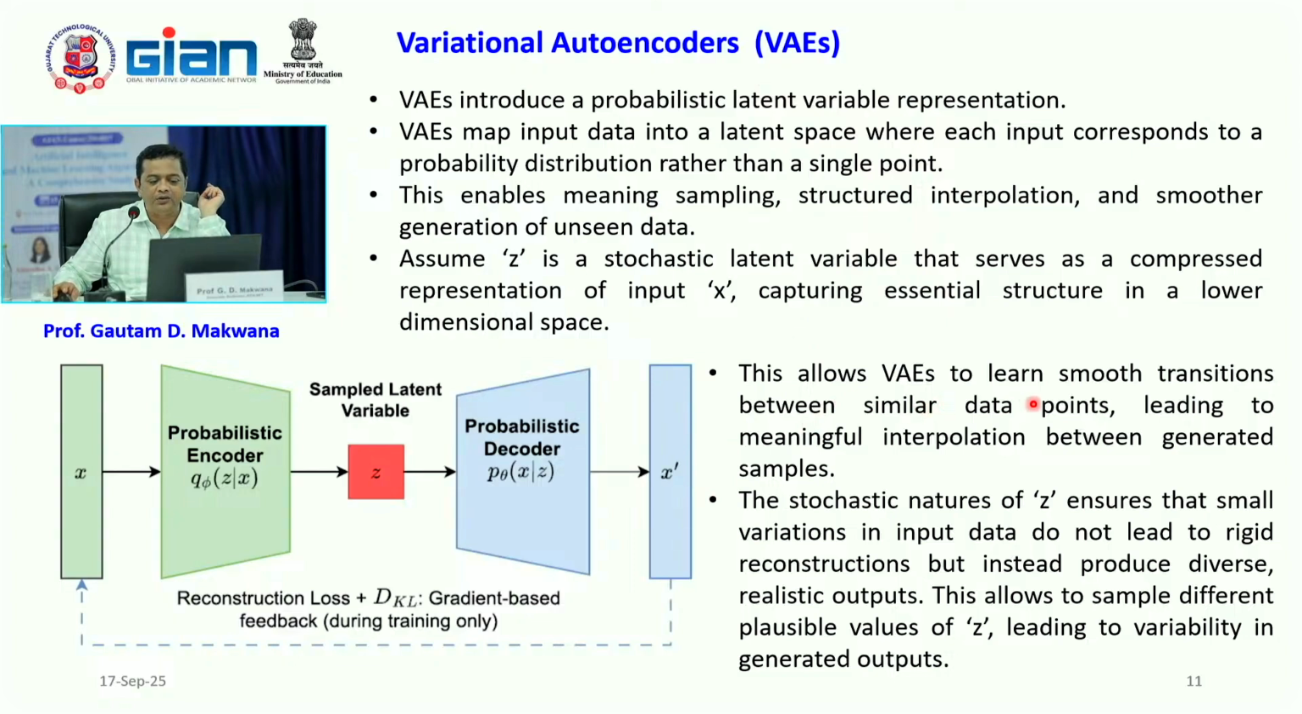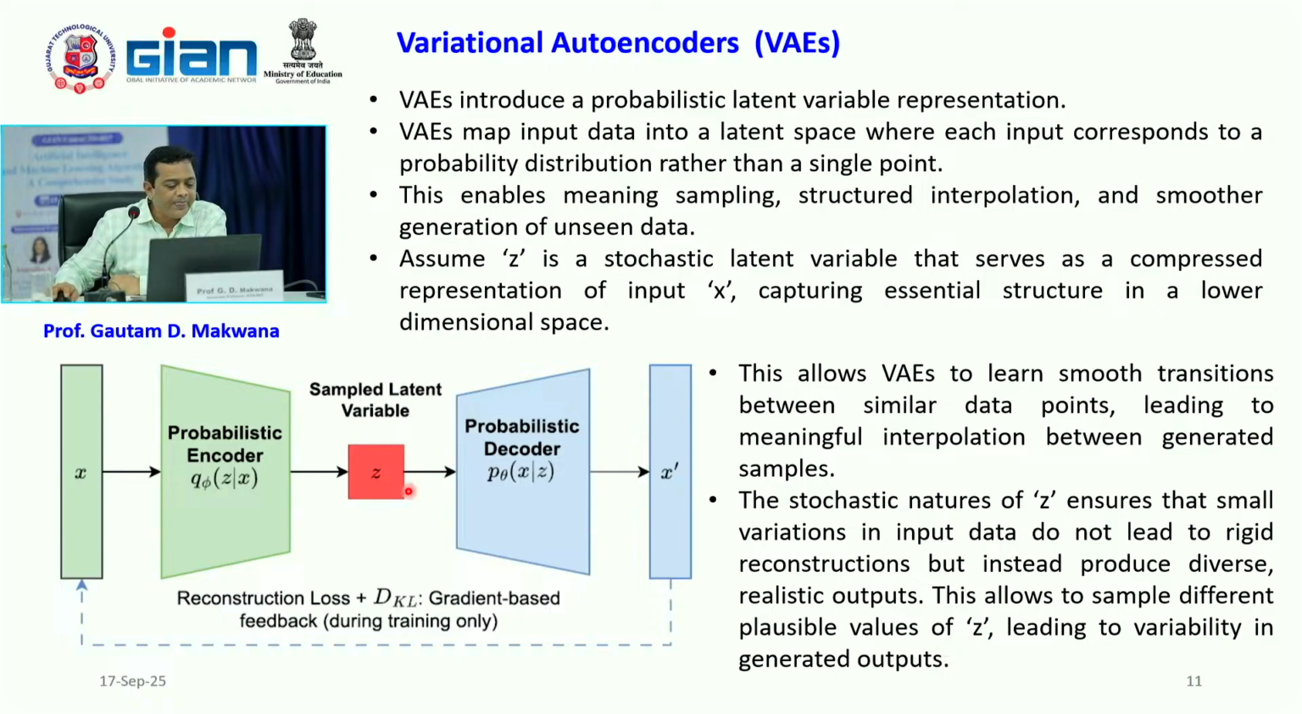This allows the VAE to learn smooth transitions between similar data points, leading to meaningful interpolation between the generated samples. And the stochastic nature of Z ensures that small variations in the input data do not lead to a rigid reconstruction, but instead produce diverse, realistic output. This allows us to sample different possible values of Z, leading to variability in the generated output.